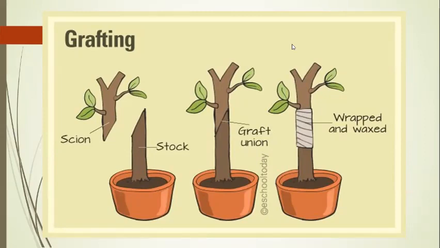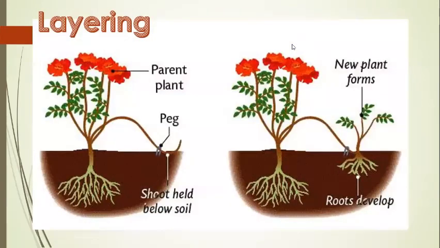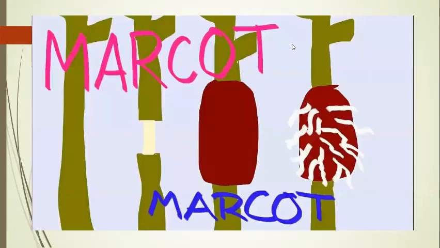And the steps: you have the scion and the stock. You have the graft union, and you have to wrap and wax. Then the layering. See, you're using the peg. You're going to push down the stem into the soil, below the soil, or the shoot, so that it will develop a new plant. Root first, then a new plant.